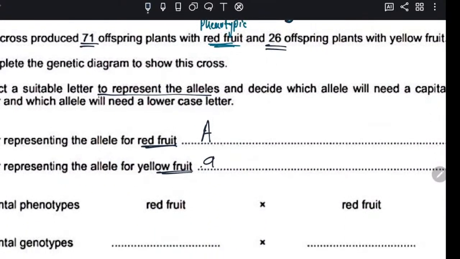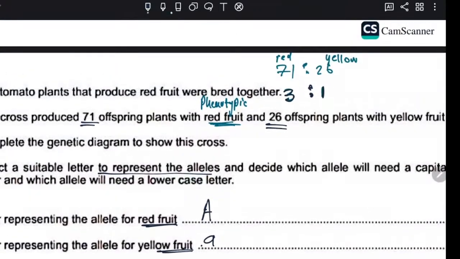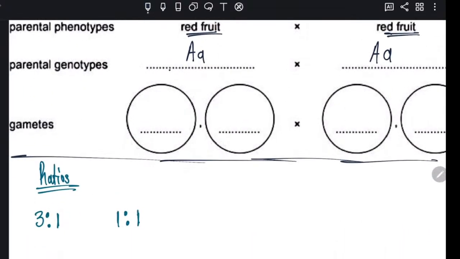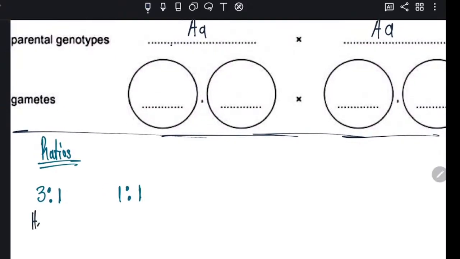Now they're asking, what are the genotypes? If something is red fruit, and this one also had red fruit, obviously these are heterozygous, because they should give a child with yellow fruit. We know that when you cross heterozygous parents, you should get the phenotypic ratio 3:1. So let's prove that. I wanted people to know. Do you remember? I will explain here again. When you cross two heterozygous parents, the phenotypic ratio should be 3:1. Do you have the notes where we wrote that?